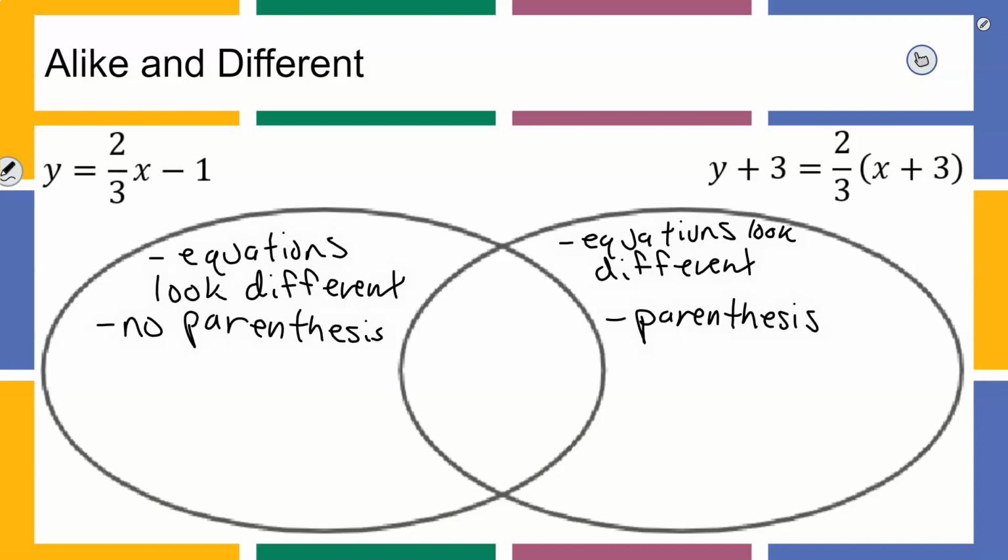Anything else? The one on the left is -1, and the other one is +3. They both have 2/3. What is 2/3 in our equation? The slope.